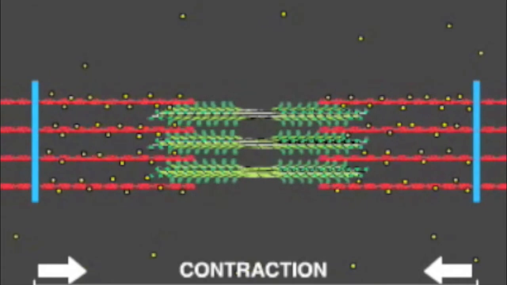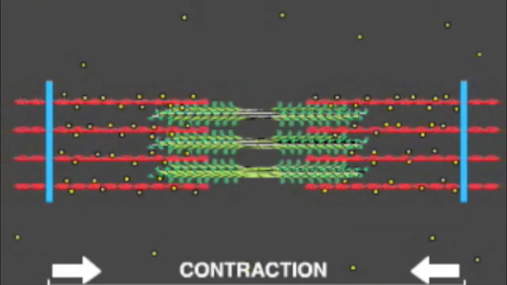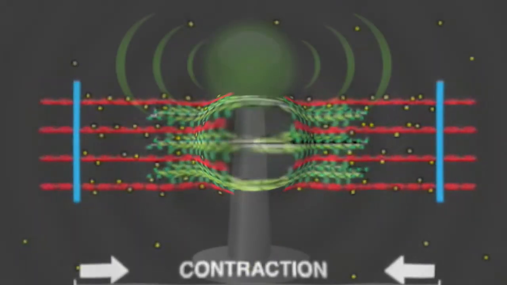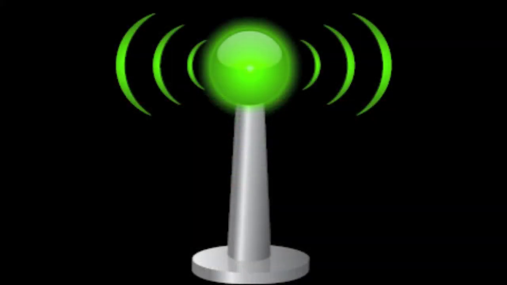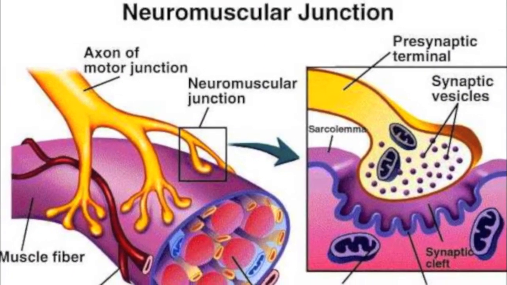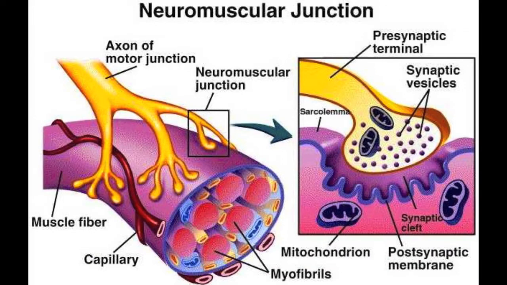Now, when a person decides to move, the signal from their brain is sent down their spinal cord, which starts the contraction and relaxation cycle. This signal then arrives at the neuromuscular junction, which is the synapse formed between the axon terminals of the motor neuron and the motor end plate of the muscle fiber.